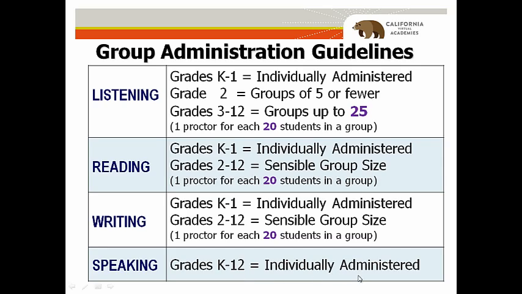And then speaking, everyone is individually administered because this is the time where they're actually going to be speaking and you're going to be evaluating their sentence structure, their command of the English language, etc. And obviously that can't be combined with other students.